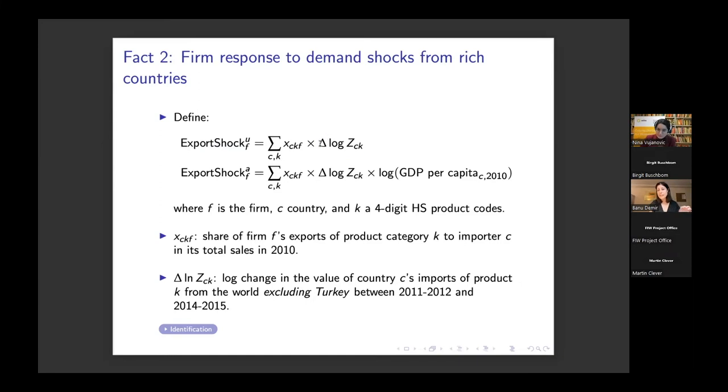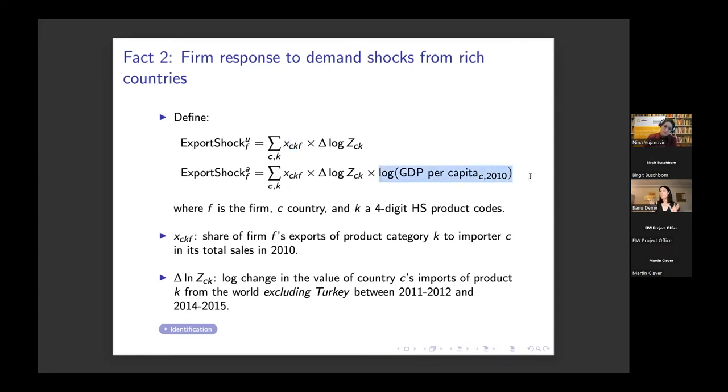And we weight these import demand shocks at the product-country level with the importance of that particular product-country pair in firms' total sales at the beginning of the period. So this is a standard shift-share variable. What we are adding to this is this third bit.